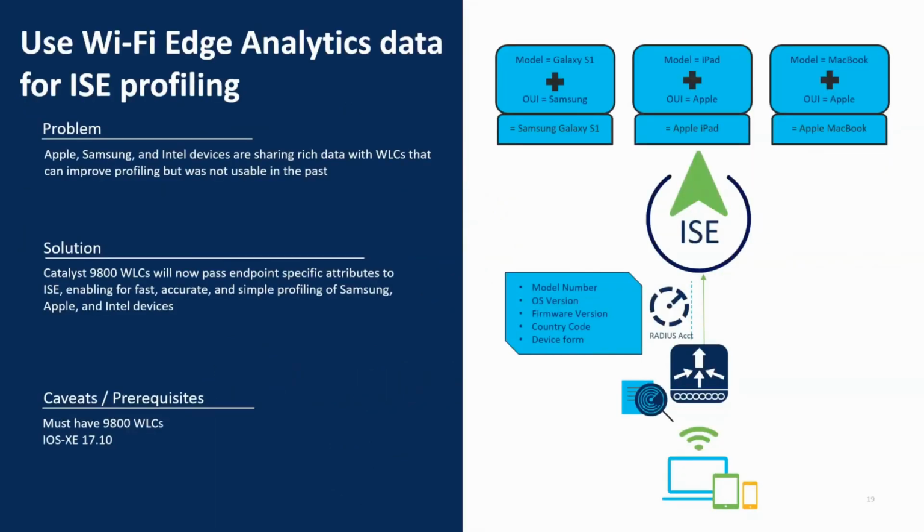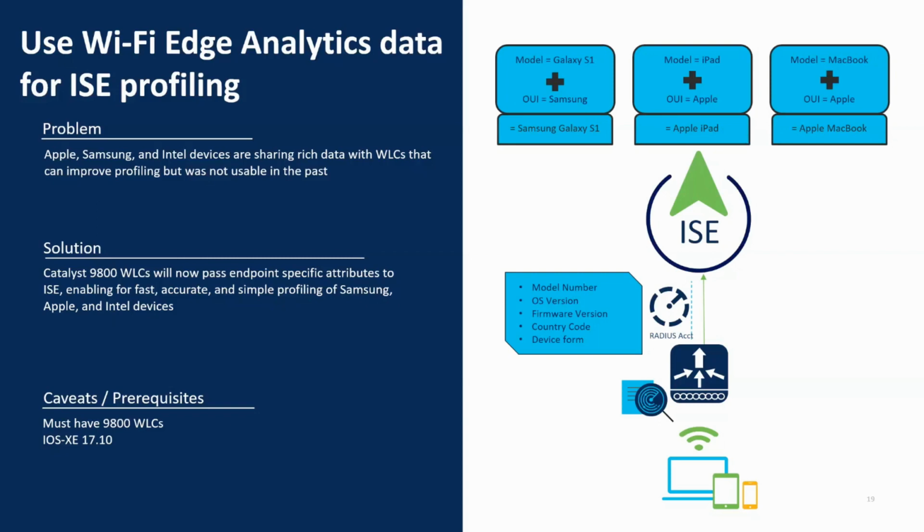The first one is the Wi-Fi Edge Analytics data. So we've worked with Samsung, Apple, and Intel so that when we see a network device or a network interface from those manufacturers, we have specific attributes that we can get from these manufacturers to really hone in on the exact models and everything that we're using for their devices that they're putting out and what we have on our network.